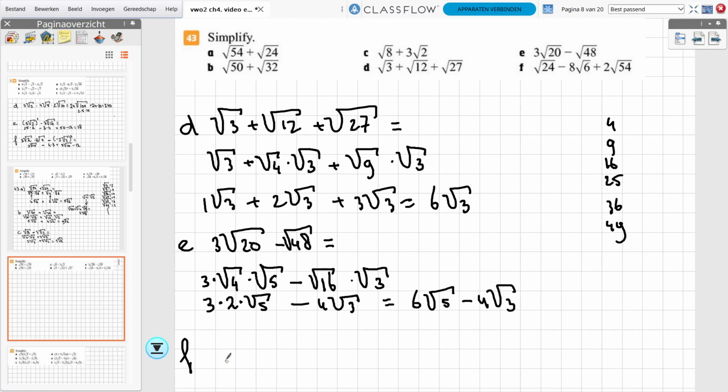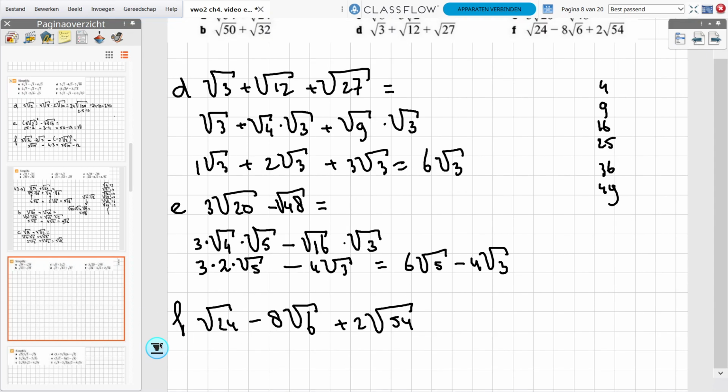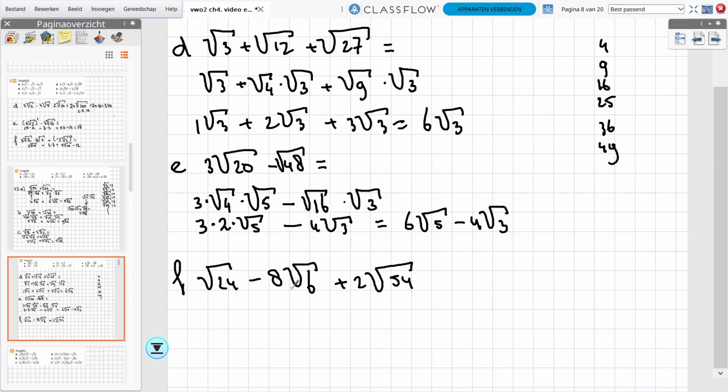Let's take a look at the last one. Root 24 minus 8 root 6, plus 2 root 54. Okay. The middle part is the least interesting because root 6 I cannot factorize. I cannot write it as a root times a root. Root 24 I can write as root 4 times root 6. This part I don't touch right now. And then root 54 I guess I could factorize as well. Let's see which number we can use.